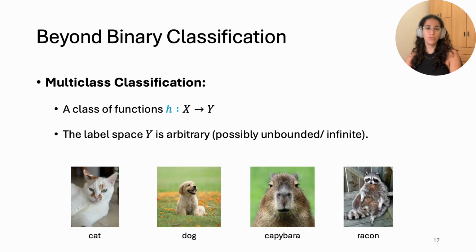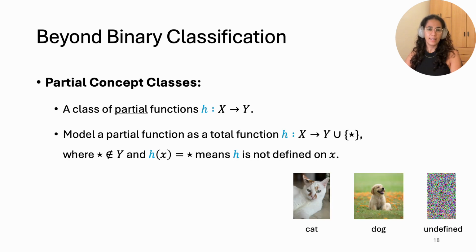So let's introduce two learning settings that go beyond binary classification, which we covered in the paper. The first and well-known setting is multi-class classification over an arbitrary domain. So we have a class of functions, and the label space can be infinite. The second setting is partial concept class learning. A partial concept class is a class of partial functions, and we model a partial function as a total function from the domain to our label space together with this special label star, where we interpret h(x) equal to star as h is not defined on x.